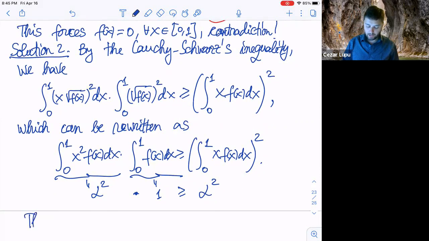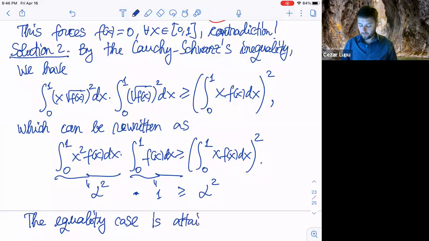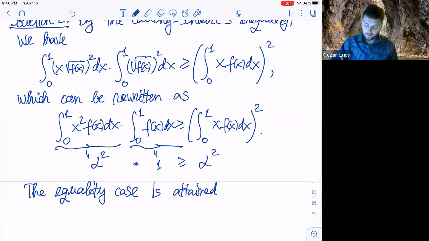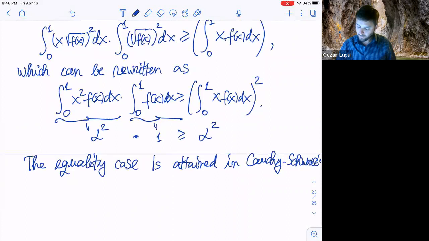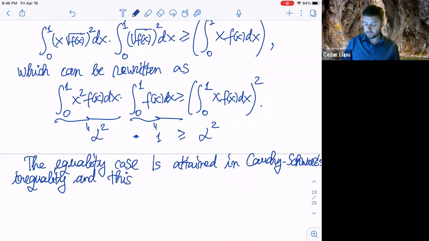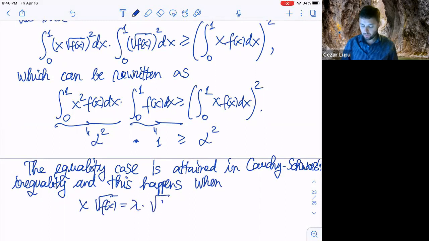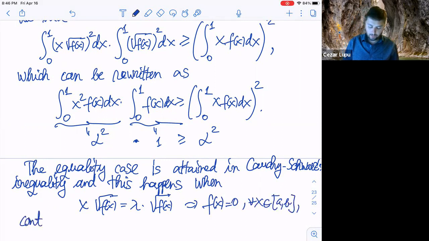So the equality case is attained. And let's see, when did this happen? In Cauchy-Schwarz inequality. And this happens when, guess what? When those are proportional. In other words, when x square root of f is some kind of a lambda times square root of f. Well, of course, this cannot happen unless f is 0. So f of x is 0 for all x in [a, b], and this is a contradiction. And again, there is no such function.